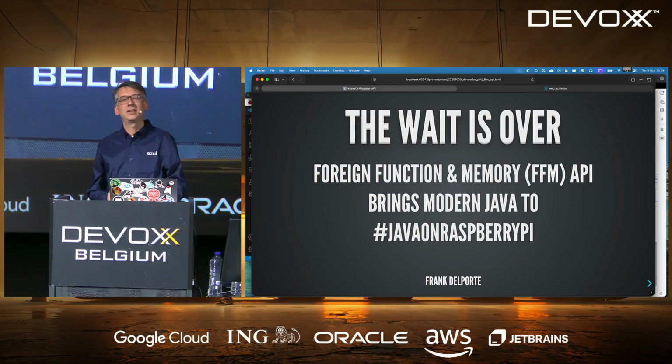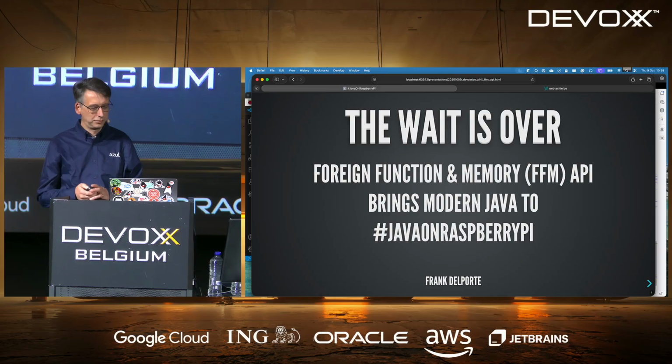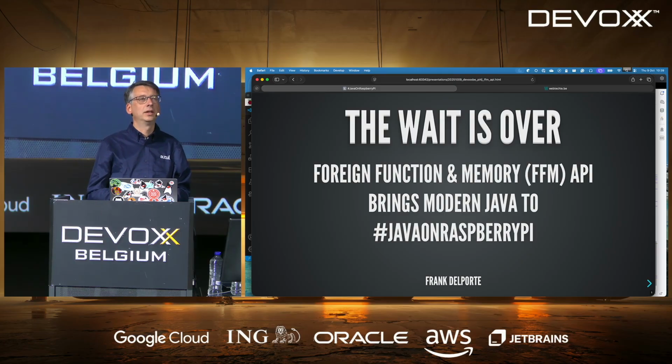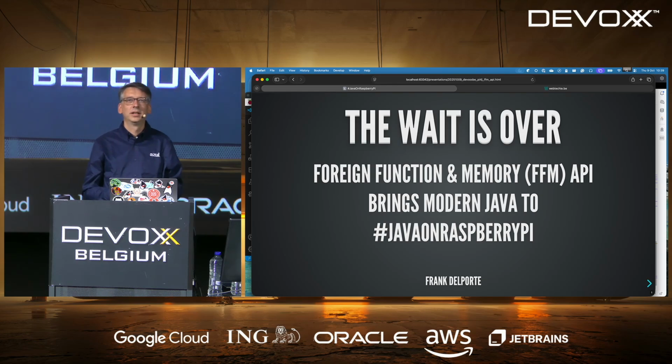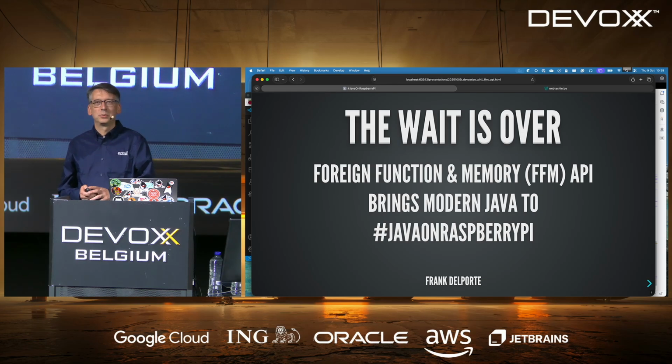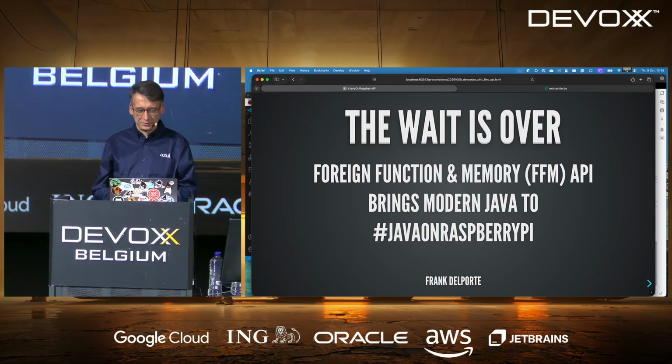I have a history lesson for you about changes in Java, pretty technical, about the FFM API, the foreign function and memory API, and I promise you at the end we also have some code, or in between, and we'll have some fun with a Raspberry Pi, because what can potentially go wrong during a talk.